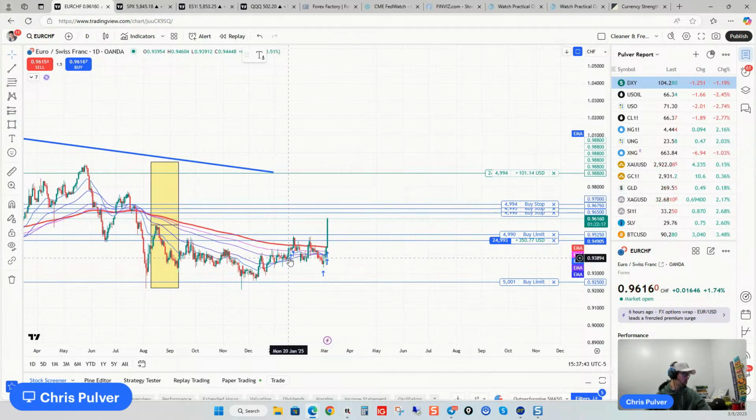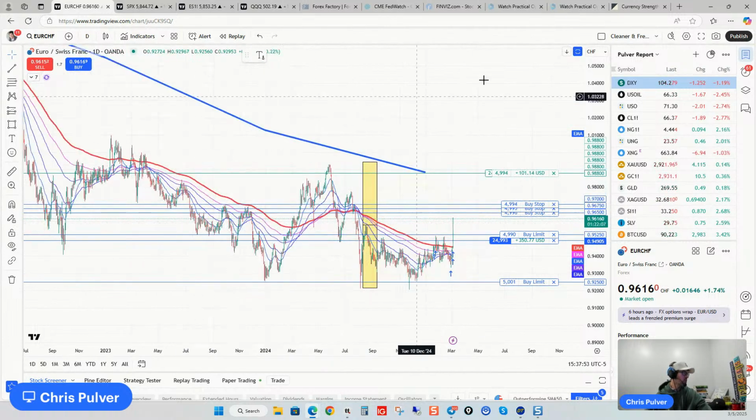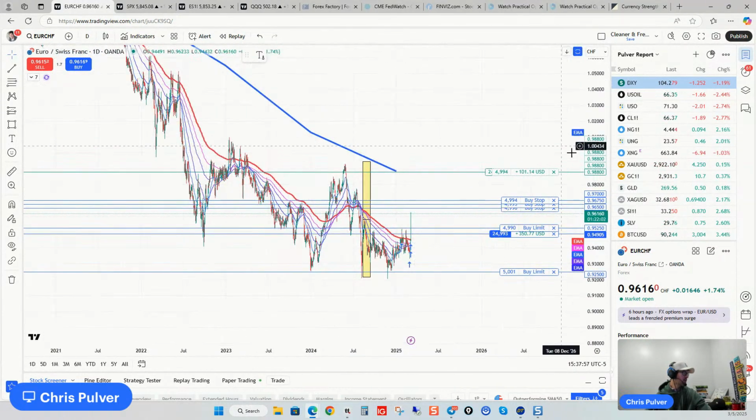So that will be a total 1, 2, 3, 4, 5, 6, 7, 8, 9. If I get these all filled, that's 9 positions running, in addition to what I had running from 2022 and 2023. So it'll be a big position when it's all said and done. But I think the price is finally cooperating.